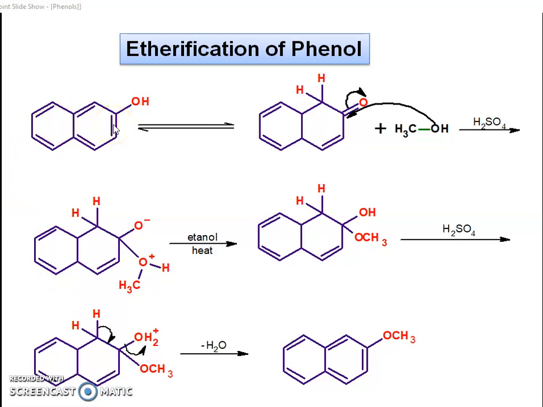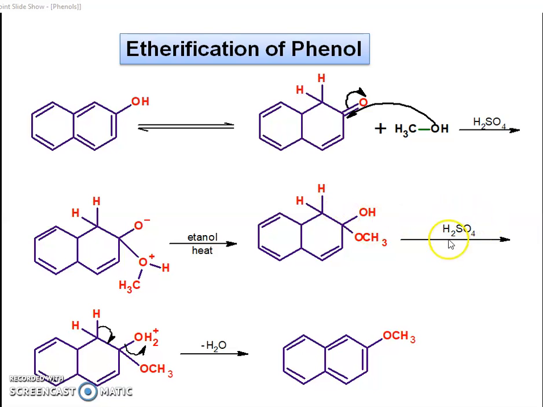So what is the first step? The first step is keto-enol tautomerism. This enol is converted to ketone, and then what happens? Methyl alcohol, or any alcohol we add, its oxygen lone pair attacks this carbonyl carbon to form a negative charge on oxygen here. Then after formation of the negative charge on oxygen, it picks up a proton and neutralizes this positive charge here.